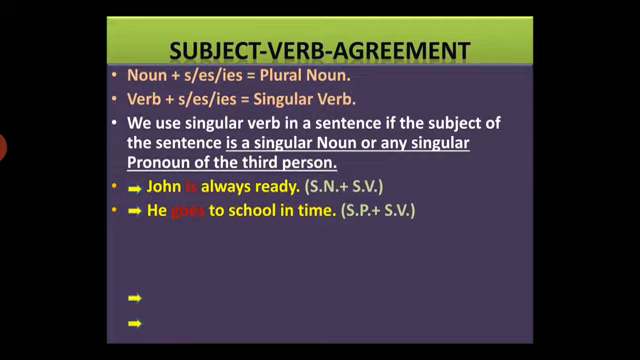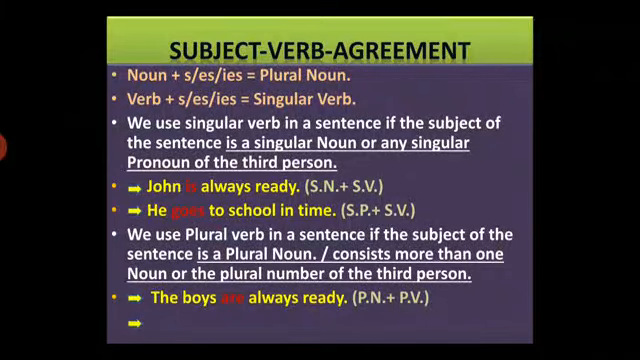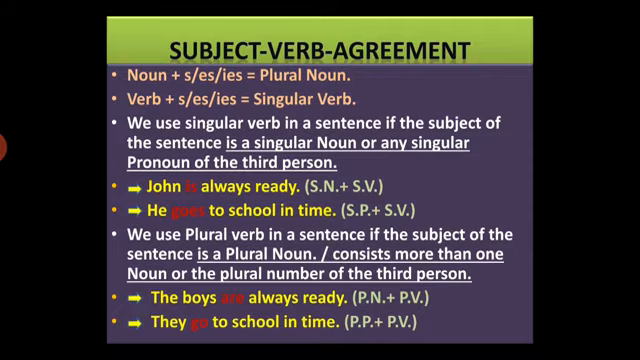And according to the basic rules, we use a plural verb in a sentence if the subject of the sentence is a plural noun or consists of more than one noun or the plural number of the third person. Like, the boys are always ready. Here, the word boys is the subject, which is plural. And for this plural subject, we have used are, which is a plural verb. They go to school in time. The word they is a plural pronoun. And for a plural subject, we have used here go, which is a plural verb. So, for a plural noun or pronoun, we use a plural verb.